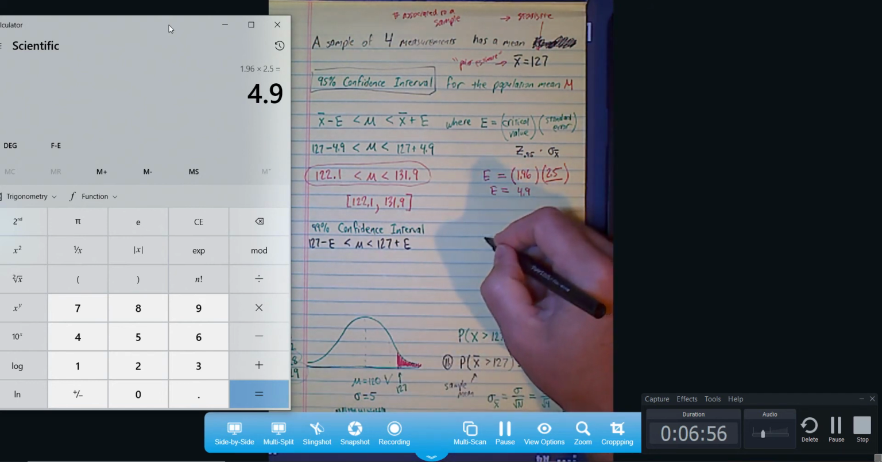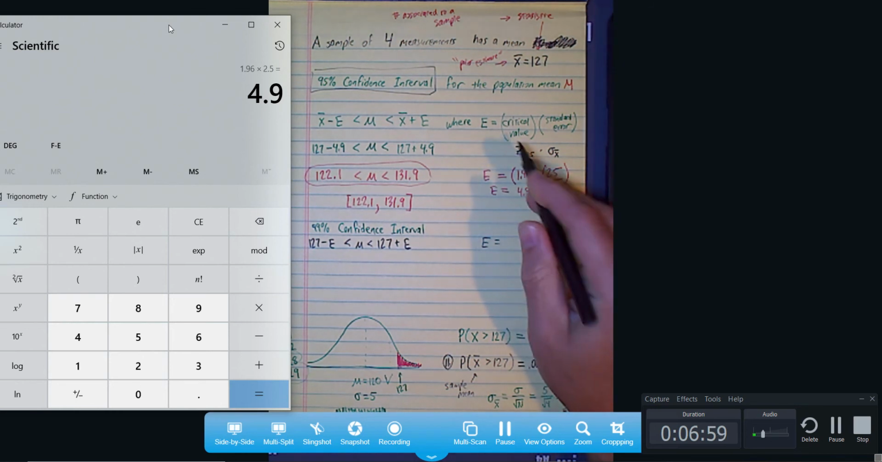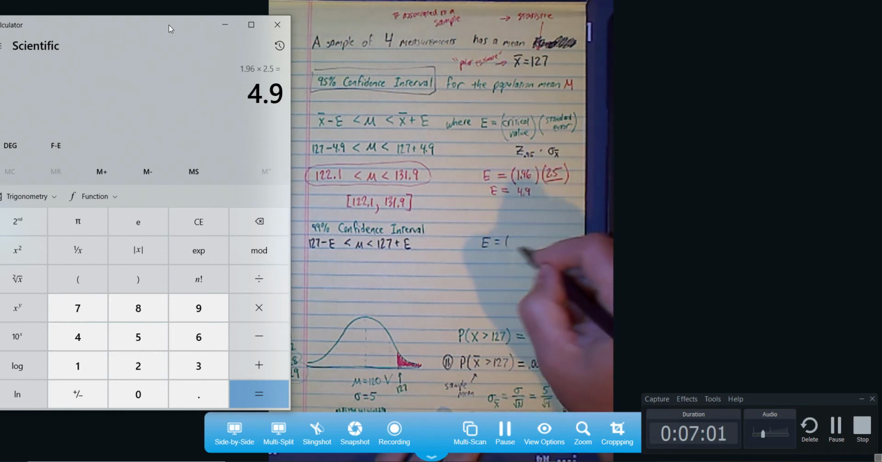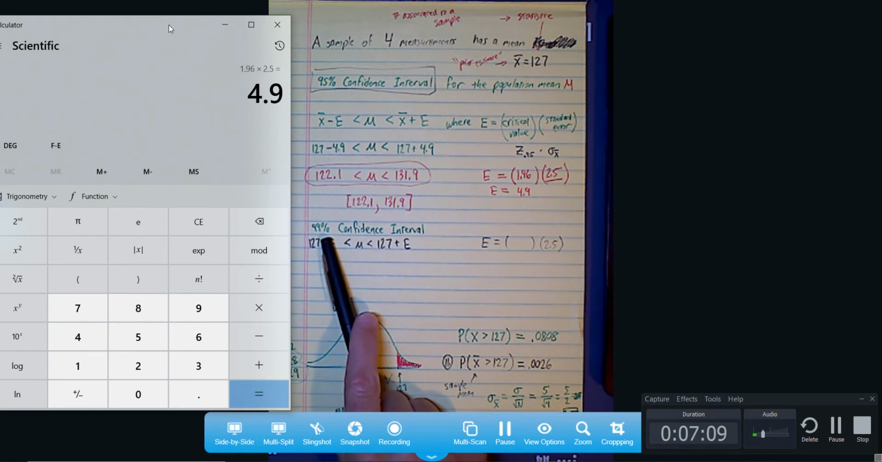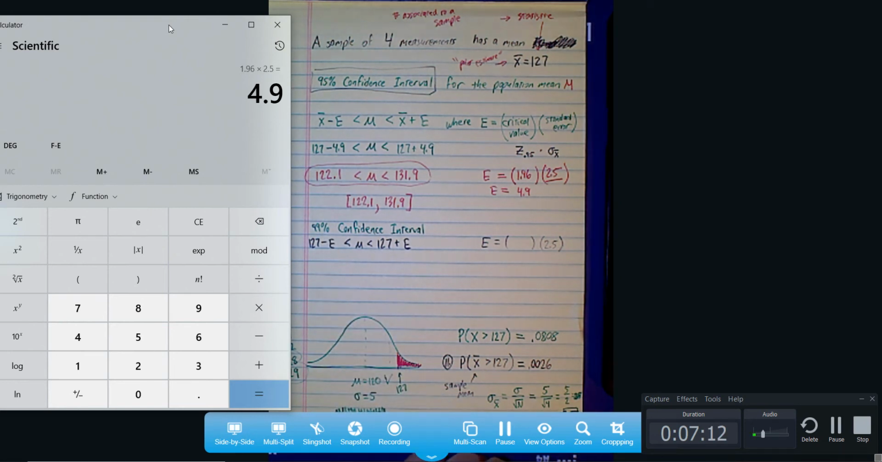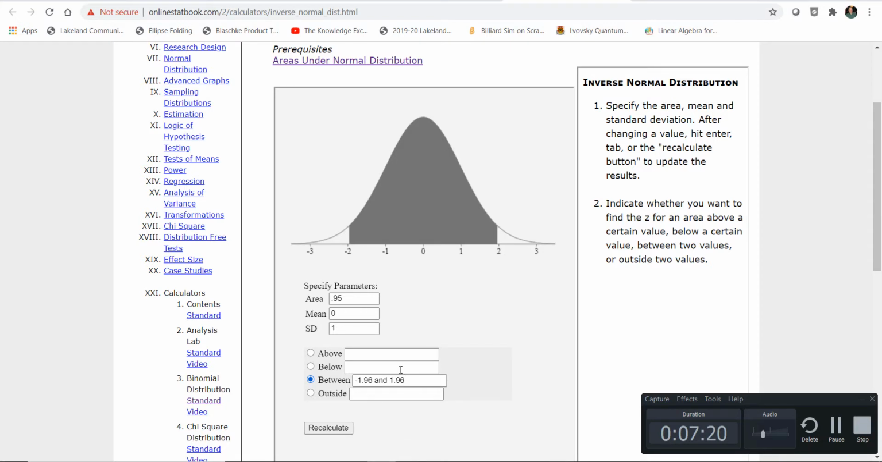When you come over to compute e, remember it's the critical value times the standard error. I'm saying the standard error is 2.5. We calculated that earlier. But what will change if you change the confidence level is you will change where the critical value is. So let me go back to that inverse normal distribution. And let's change the area to 0.99 and see where the critical values are. Negative 2.576 and positive 2.576.